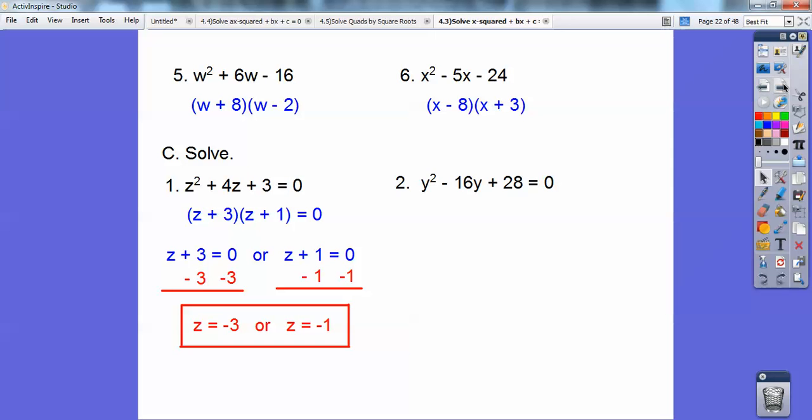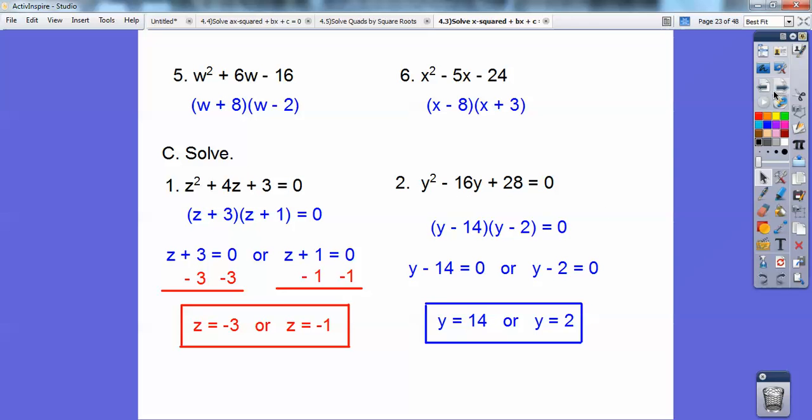Let's do that again with this one. Let's factor this one. Factors of 28 that add to negative 16. I know you're thinking of 7 times 4, but that doesn't add to negative 16. 14 and 2 does. Since this is positive, it's either a positive times a positive or a negative times a negative, and the middle term is negative, so it's going to be both negative. So y minus 14, y minus 2. Then set the factors equal to 0, and you get y equals 14 or y equals 2.